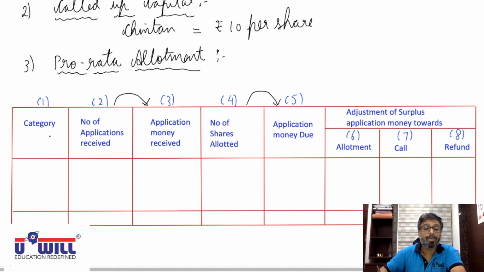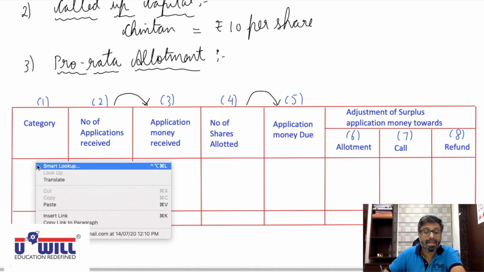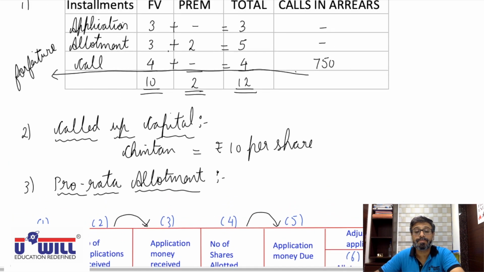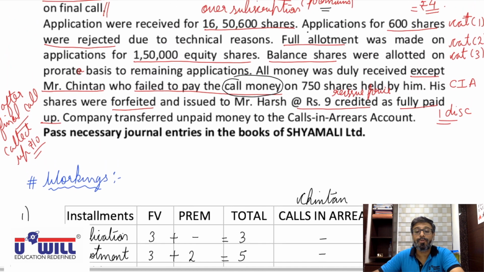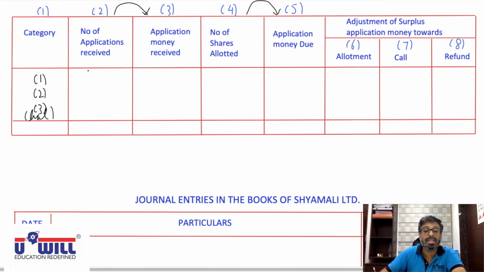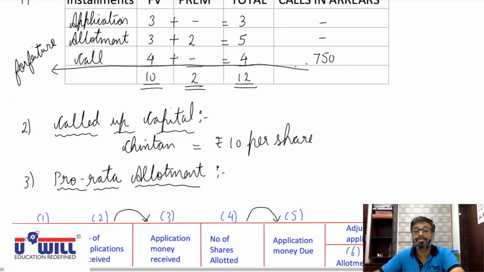Okay. Now, 3 categories are there. We discussed it. Third category is the balance category. Now see here. First category, applications for 600 shares were rejected due to technical reasons. So look at it. First category, 600 shares rejected means no shares are allotted, nil.